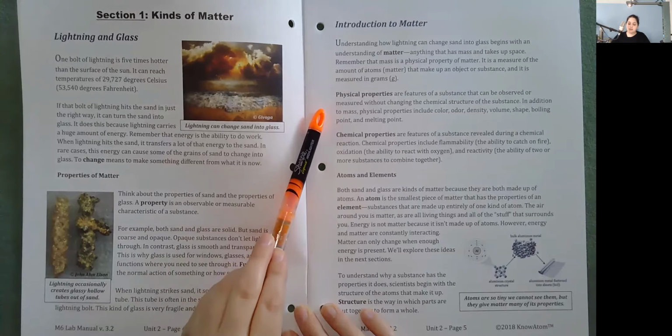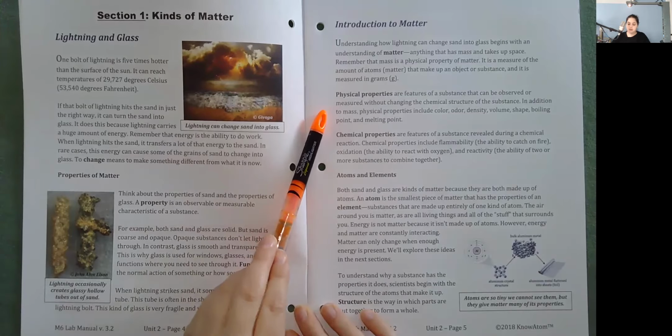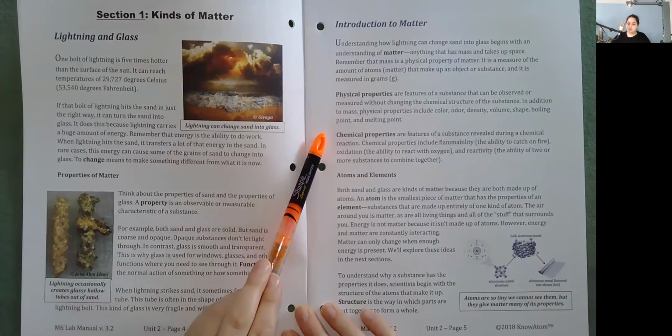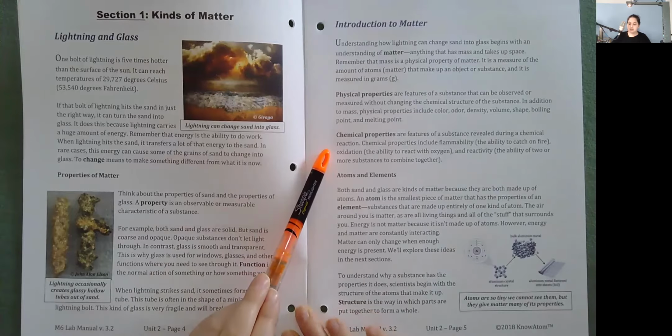In addition to mass, physical properties include color, odor, density, volume, shape, boiling point, and melting point. Chemical properties are features of a substance revealed during a chemical reaction. Chemical properties include flammability, the ability to catch on fire, oxidation, the ability to react with oxygen, and reactivity, the ability of 2 or more substances to combine together.